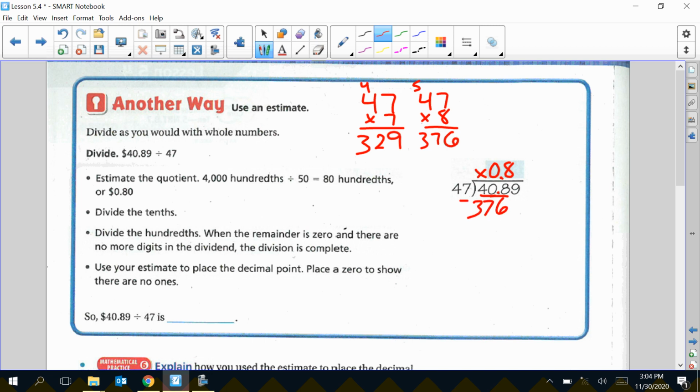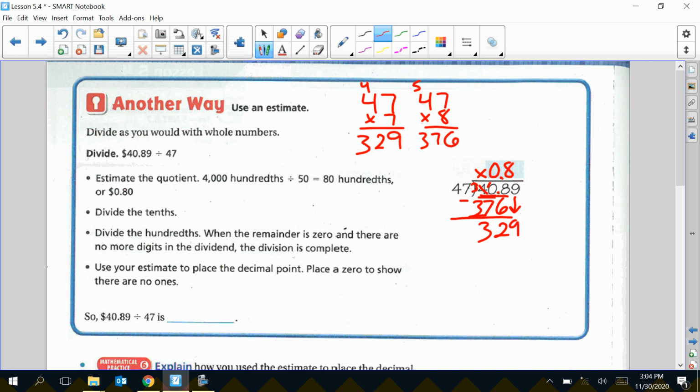376, when we subtract, we get 32. You can also think 8 minus 6 is 2. I went 40 minus 37 to get my 3, but you could also borrow and get 10 minus 7 is 3. I then bring down the 9.